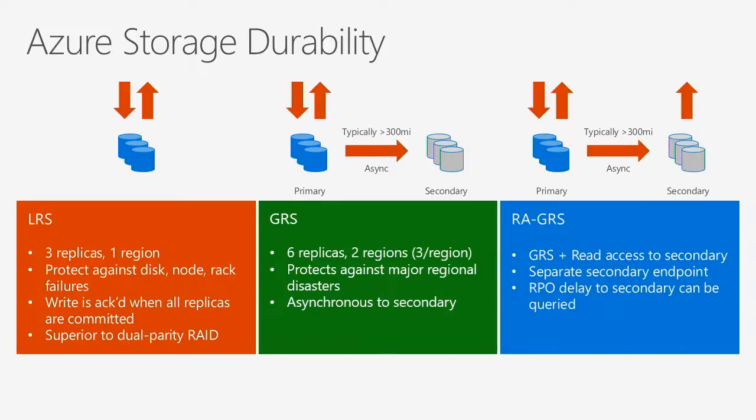And then we allow you to take that secondary and make it readable itself if you'd like to. So you can have applications read from that secondary, and you can also let them inspect how current that secondary is. So how many minutes behind is that replication, so you can always be sure you know what you're reading from. So that's the durability option.